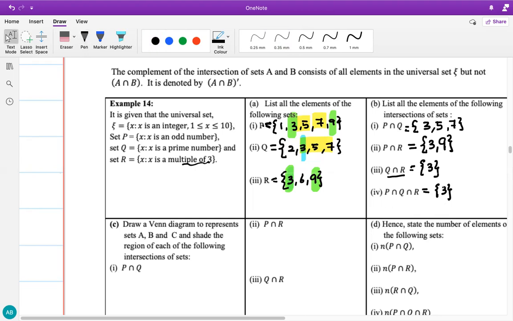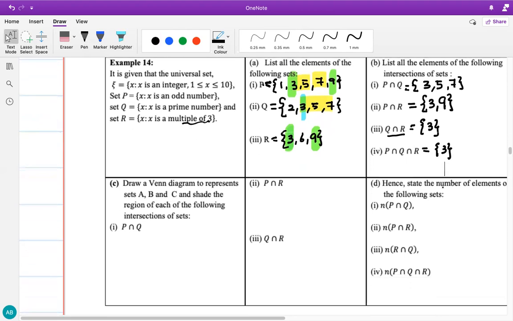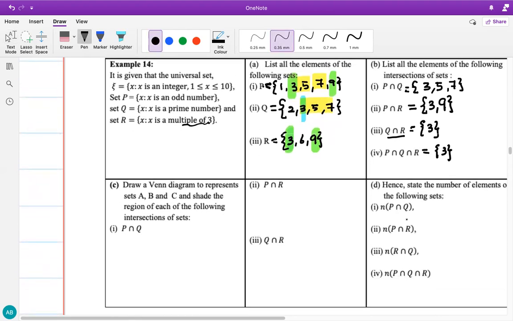Now this is the list down. Hence, we go to part D first. How many elements, the number of elements in P intersect Q? You can see the small n in front means the number. So the number of P intersect Q is 3. The number of P intersect R is 2. The number of Q intersect R is 1. And the number of P intersect Q intersect R is also 1.